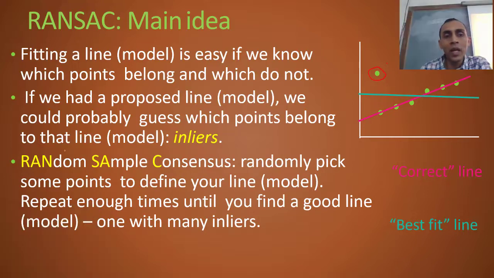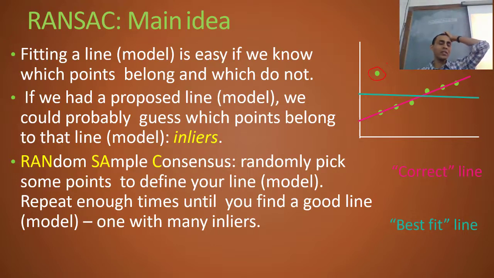So random sample consensus says that we randomly pick some points by which we can define our model, in this case, our line. Then we see how many are inliers to that line and how many are outliers, and repeat this randomly until we find a good enough line. A good enough line means the line which has the maximum inliers, the maximum confidence. So that was the idea we were talking about earlier also.